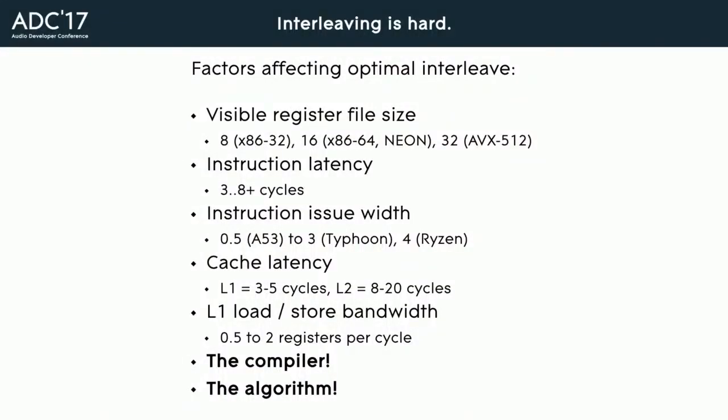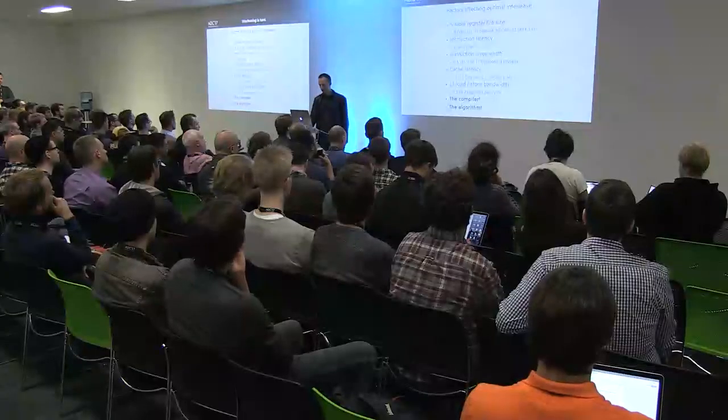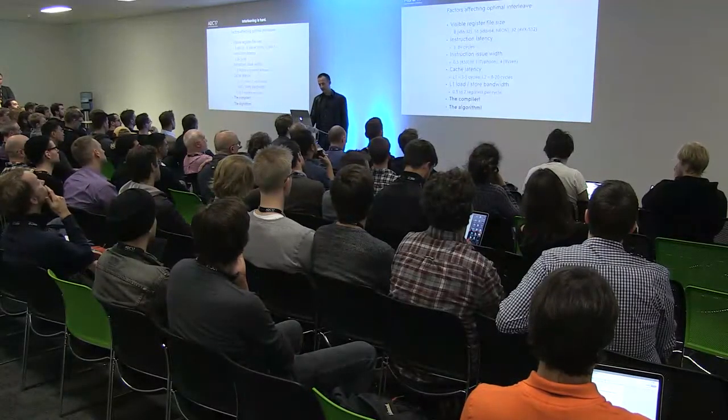Different cores can issue different numbers of instructions on any one clock. Cache latency, bandwidth, all of these things vary. And also compilers will do a pretty good job trying to make the best of this, but each compiler will behave somewhat differently in this respect. So that can be challenging.